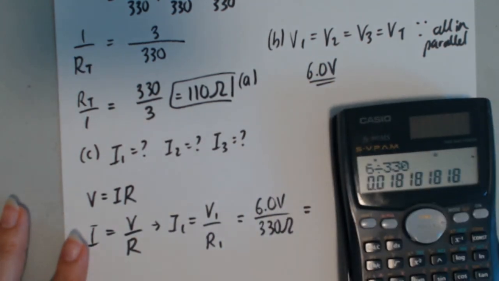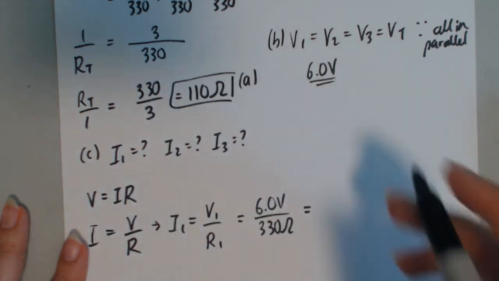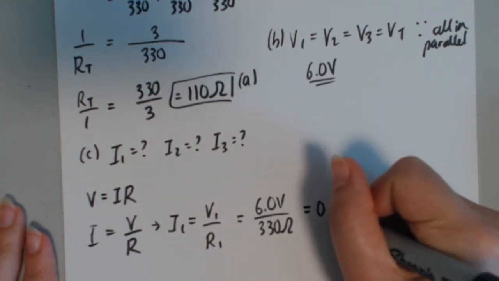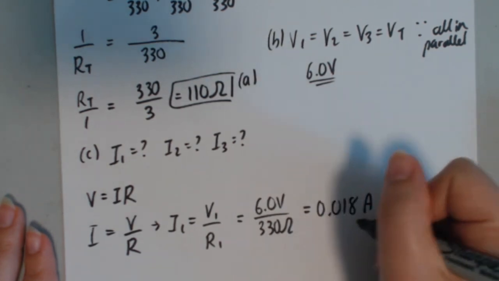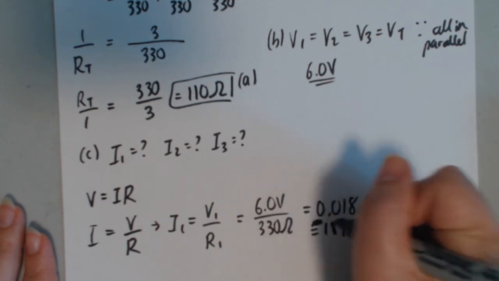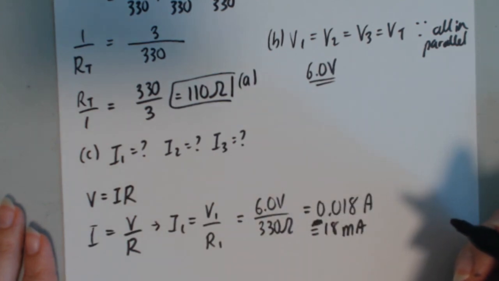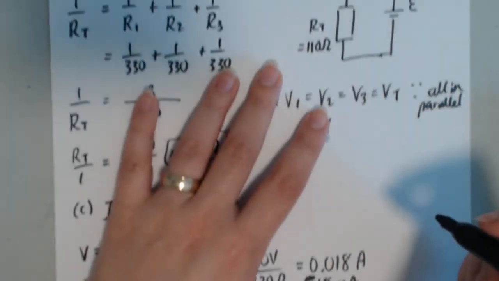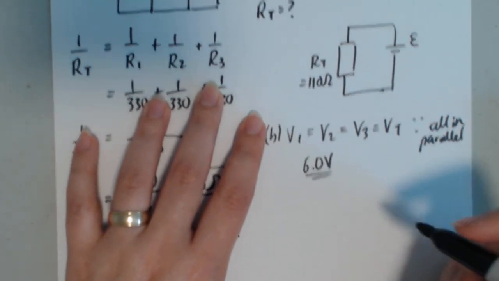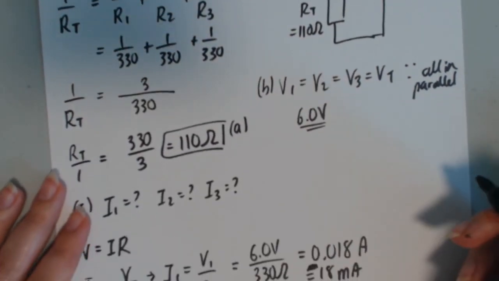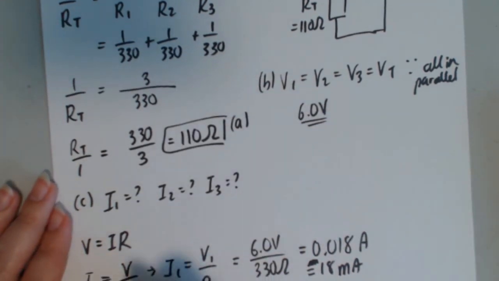6 divided by 330 is 0.018. And that's going to be amperes. Or this could be 18 milliamperes. Actually, I don't need that squiggly line there. Okay, so that's one way I could do it, and I could do that for each of them. Or I could just recognize that in this case, they all happen to be the same, because all the resistances are the same. And so all the currents are going to be the same. And I would find it out like this.